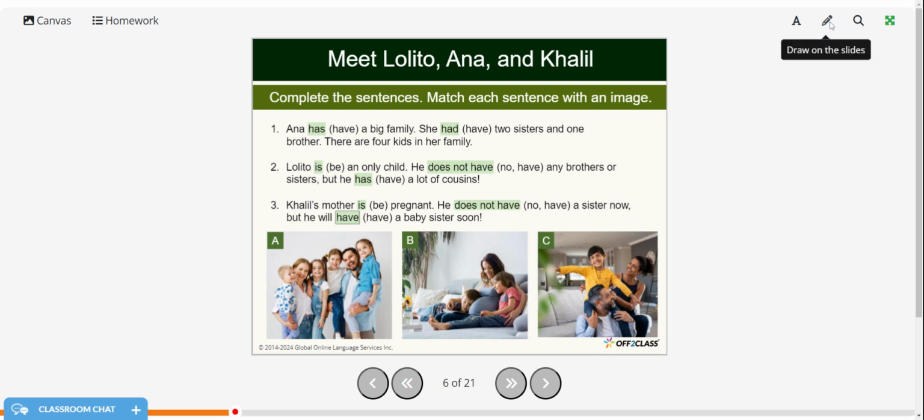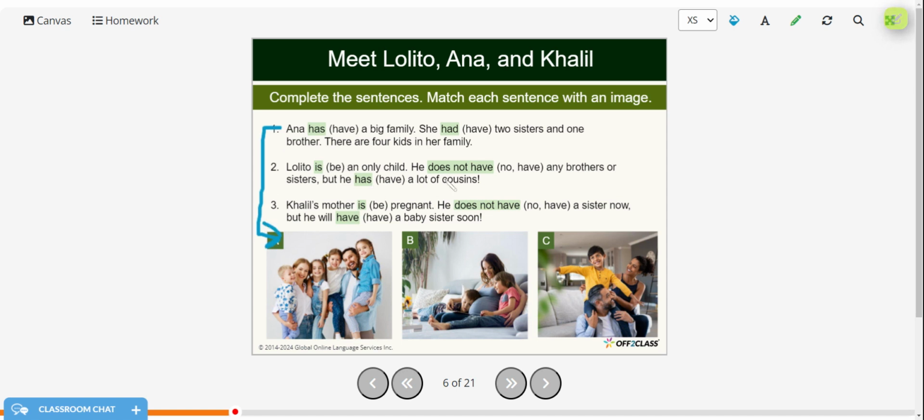So now we want to try to match each of these pictures to the sentences. So Anna has a big family, two sisters and one brother, four kids in the family. So this is the mom and dad, and one, two, three, four children. So number one goes with A.